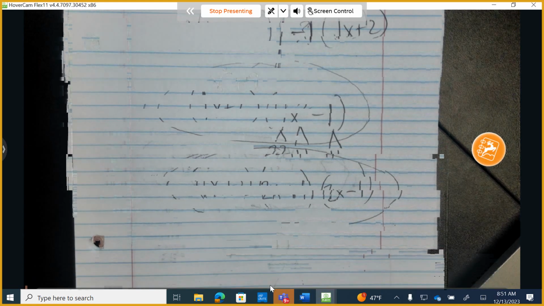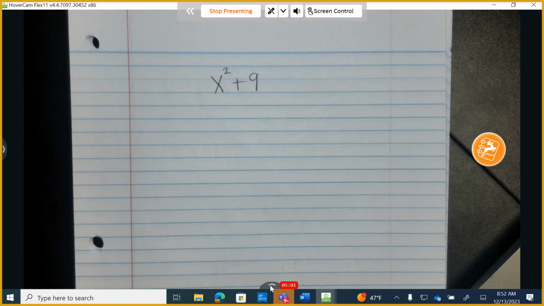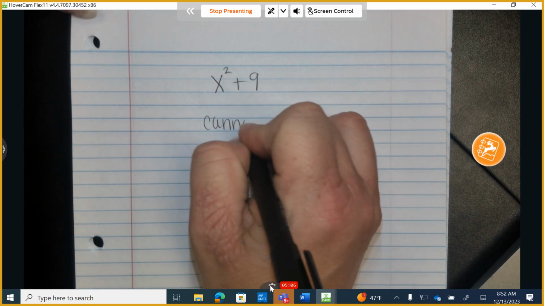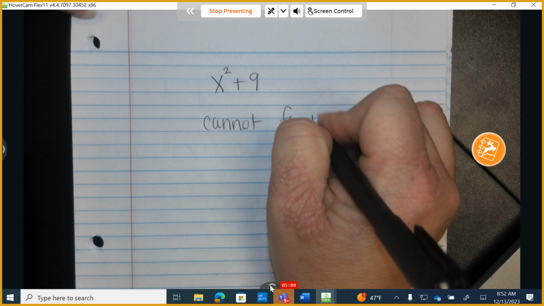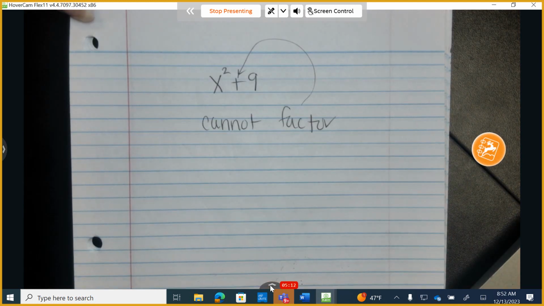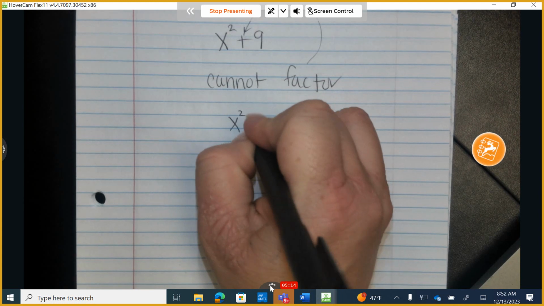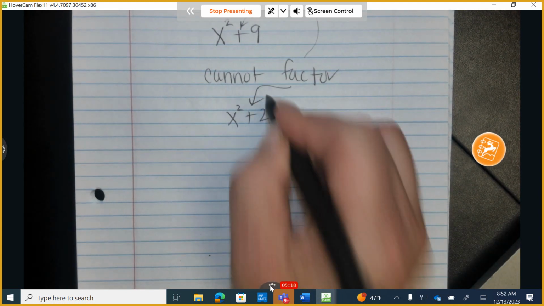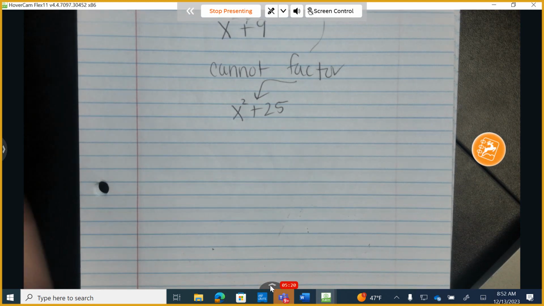Go ahead and factor. Cannot factor. Let's try another one. What about this one? Cannot factor. Okay? Can't have that addition sign.